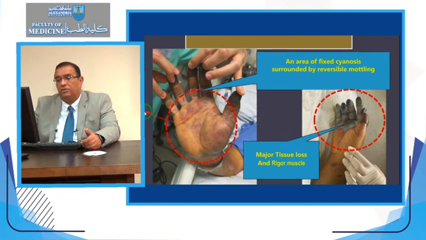And the last one, as you see here, is acute ischemia class 3, which is irreversible. If we find a patient with major tissue loss, wet gangrene, rigor mortis, fixed joints, areas of fixed cyanosis, and fixed mottling, this means this limb is dead. We cannot do revascularization for this limb. So the best treatment at this stage, stage 3, is not to revascularize but to do amputation, to save the life of the patient, not to save the limb.